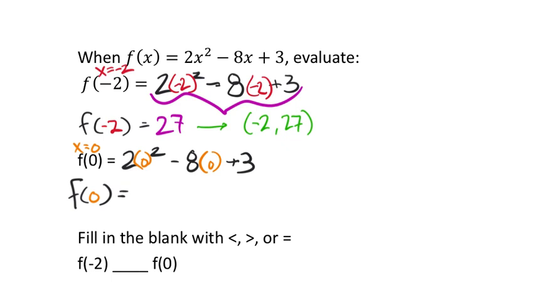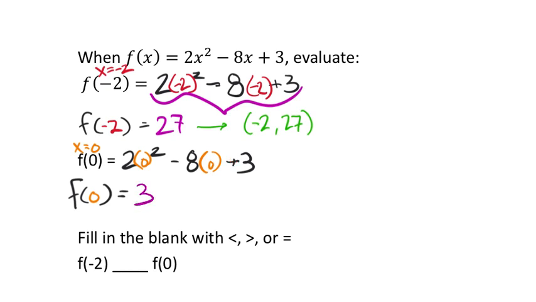This one's not too bad. I'll show you why this one's easy to do in your head. It's because anything times 0 is 0, which makes 0 a very nice number to work with. But 2 times 0 is 0, even if you multiply by 2 zeros. 2 times 0 is still 0. And then 8 times 0 is 0. 0 minus 0 is still 0. Pretty much I'm just canceling out these two terms, and then I just end up with that 3 right there.